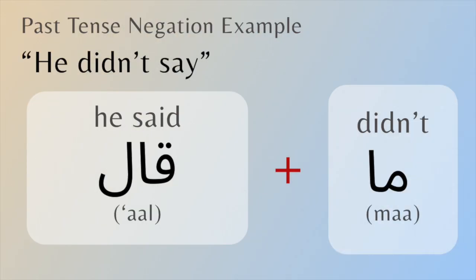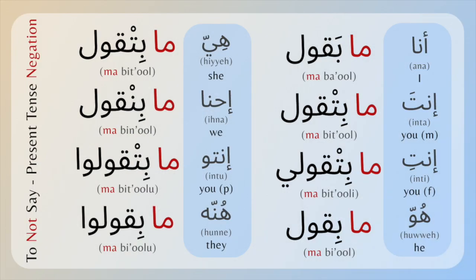And here is a past tense negation example. He didn't say. ما قال.